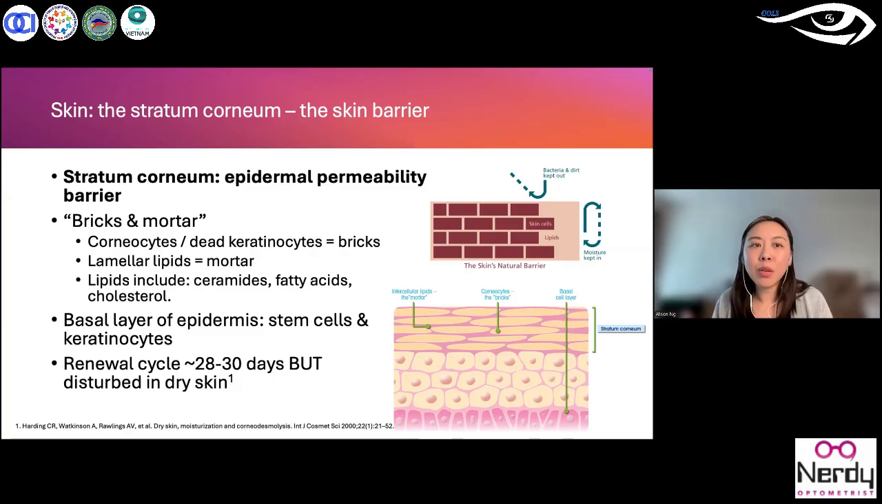Ideally, what we want in a healthy skin barrier are these nice plump corneocytes, so these bricks that are nice and juicy and big. They're sitting close to one another with very few gaps, and if there are any gaps, the lipids are filling them in to make a nice, smooth, strong barrier. Now, the overall skin cycle takes about 28 to 30 days, but if we have dry skin, it can be disturbed, so it can be shorter or longer, depending on the condition that we're talking about.